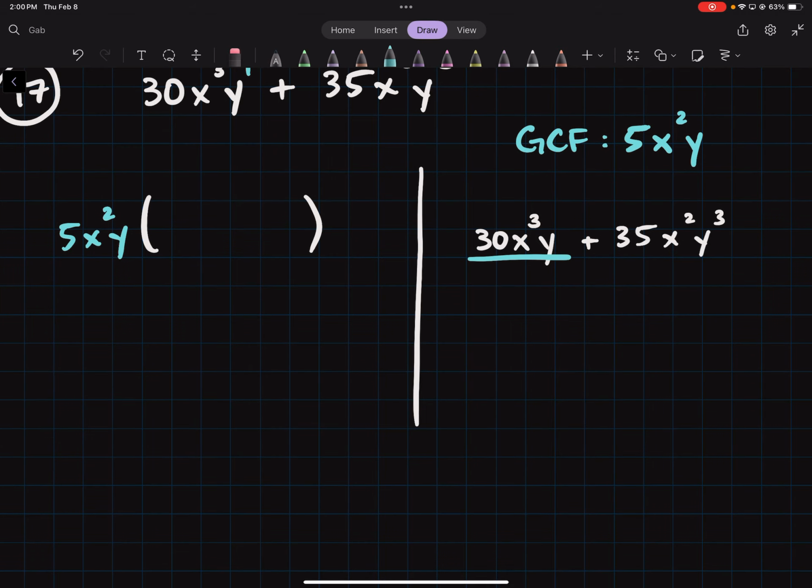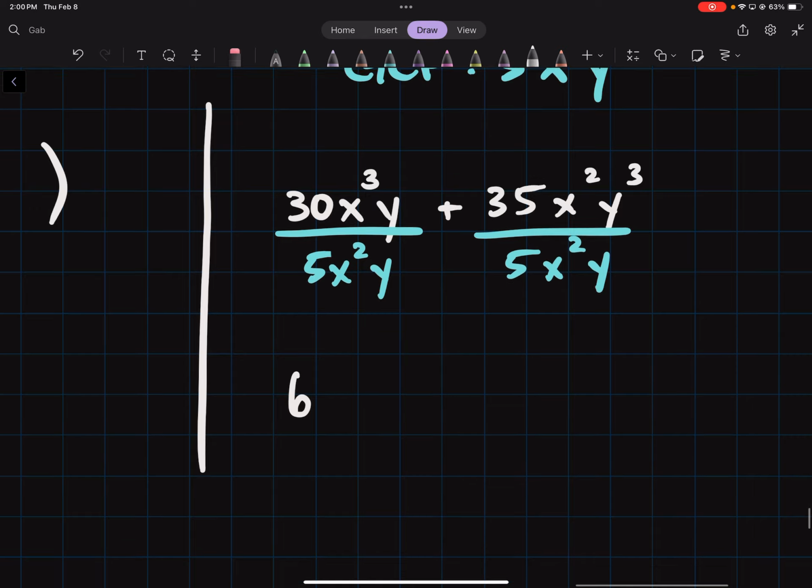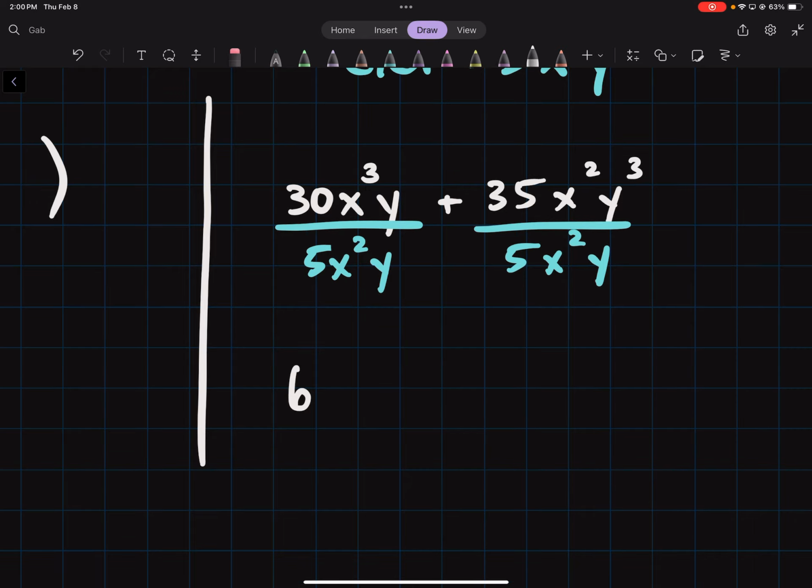Okay, divide. 5x squared y. 5x squared y. Okay, what is 30 divided by 5? 6. 7. For the other one? For 35 divided by 5? It's not 7?